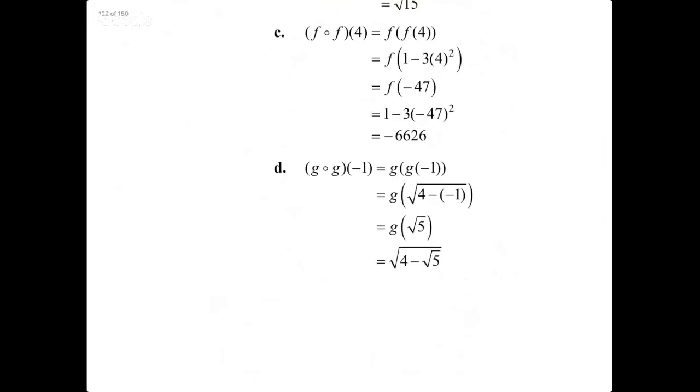So starting with number 4, the first one I asked you to do. On number 4, you had f of x and root of 4 minus x. And you had to find f of g of 2, which was negative 5, g of f of negative 2, which was root 15, f of 4, which was negative 6,626, and g of negative 1, which was root of 4 minus root 5.